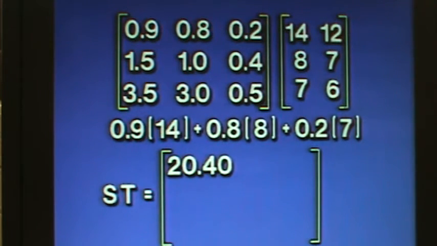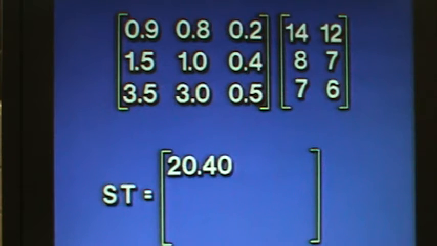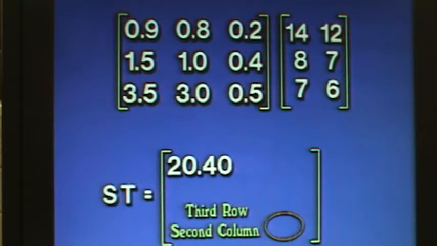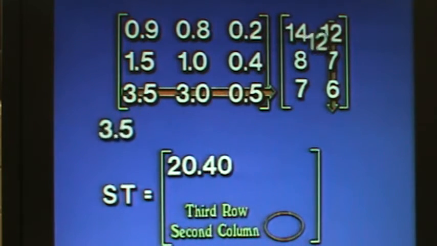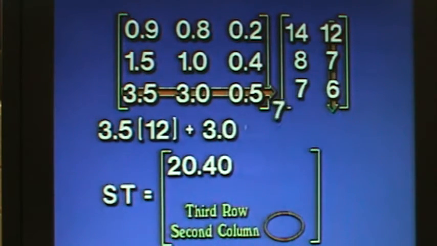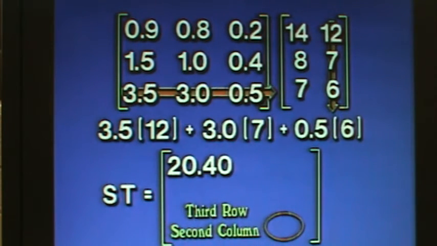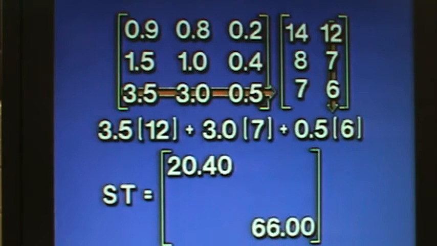Now each of the entries is calculated in the same way. Consider an entry in this position. Now notice what position this is. This is the third row, second column. So what we'll do is multiply the entries in the third row of the first matrix times the entries in the second column of the second matrix. So in this case we're talking about 3.5 times 12 plus 3 times 7 plus 0.5 times 6. And the result gives us the entry in this position, 66 in this case.